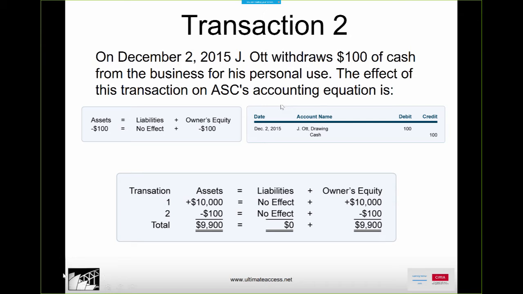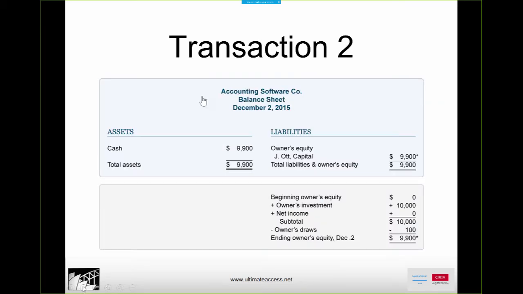Now let us go to the third transaction, and this is how it will look. Before we go to the third one, this is how it will look in your balance sheet. Okay, let us go to the next transaction.